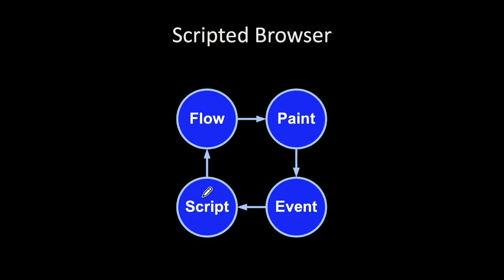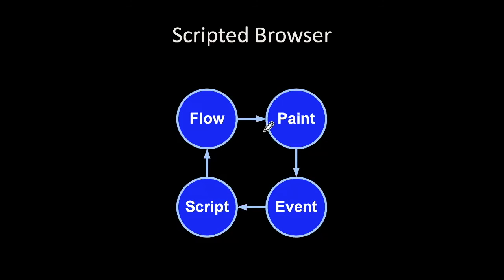If it happens to change the DOM structure, the browser will know that the DOM has changed, and it will re-enter the flow phase, which we saw from the previous screen. And what happens in the flow phase? Well, it reanalyzes the DOM, creates a new intermediate representation of that DOM, or display tree, and repaints the screen or part of it, depending on what part of the DOM has actually changed.